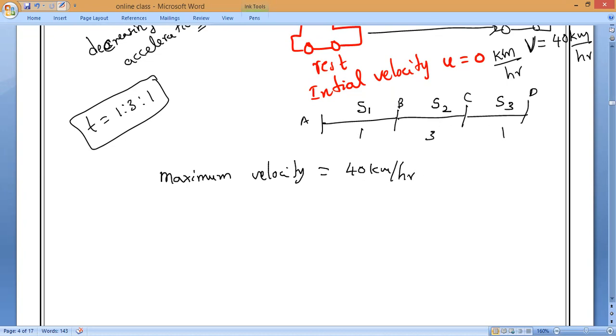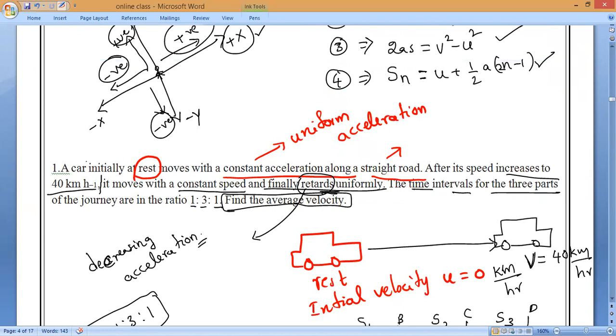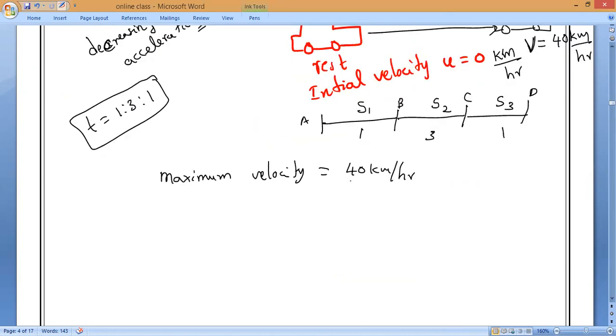Now you can see maximum velocity is 40 kilometer per hour. Now we know. Let us take time taken for the first part of the journey during acceleration will be time t. Understanding, everybody? So during acceleration means increasing velocity. So let me take the time is t.